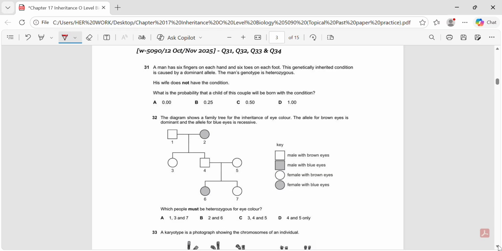The question asks for the probability that their child will be born with this condition. The correct answer is C, 0.5. We know that a heterozygous cross with a homozygous recessive gives a 1-to-1 ratio, which means 50% or 0.5.